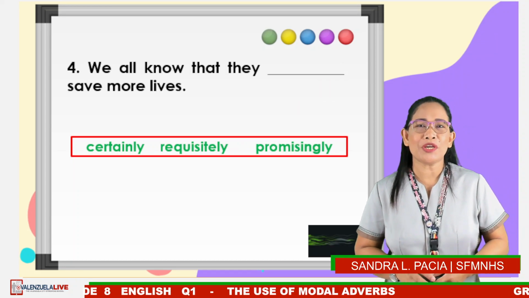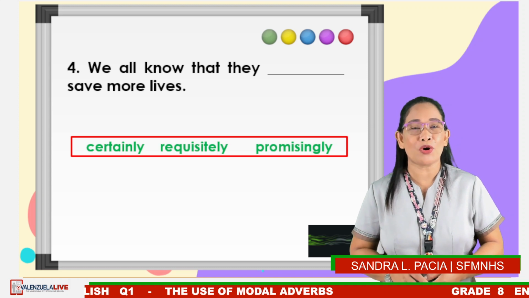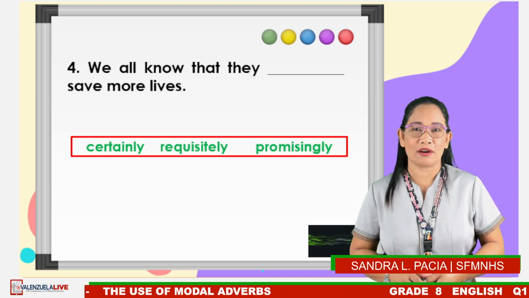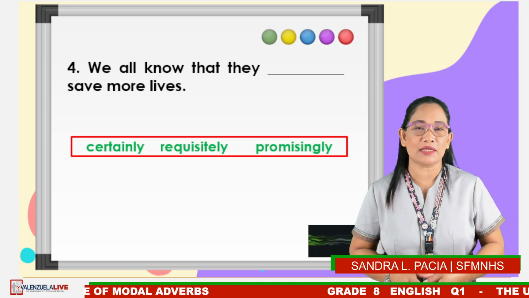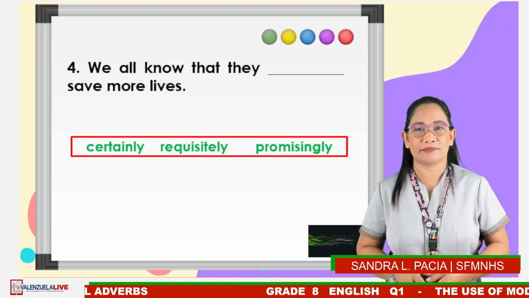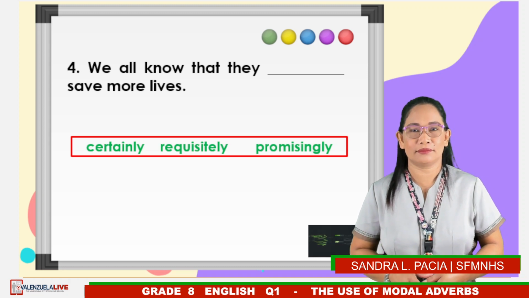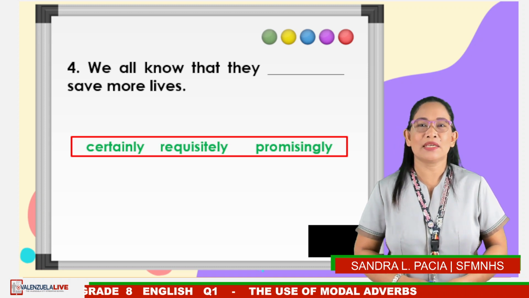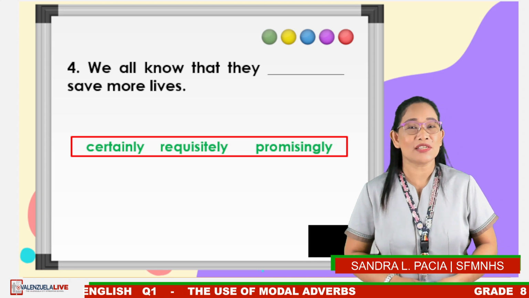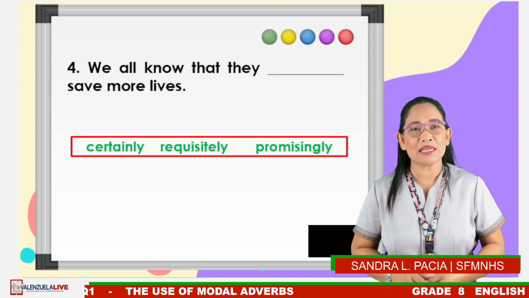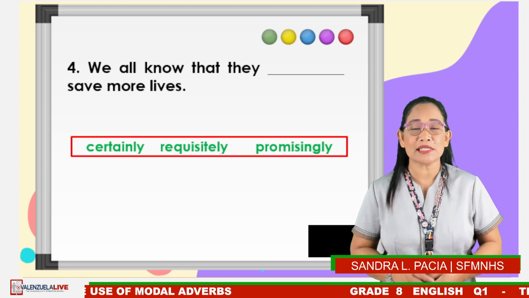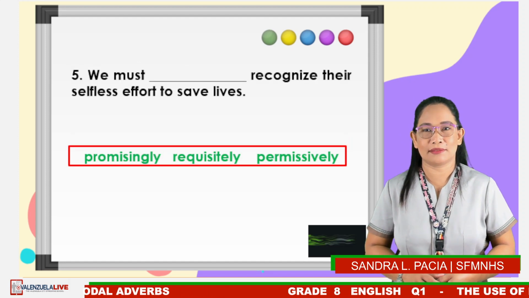Number 4. We all know that they blank save more lives. The choices are certainly, requisitely, and promisingly. The correct answer here is certainly. This means that the subject here is definite in saving more lives.